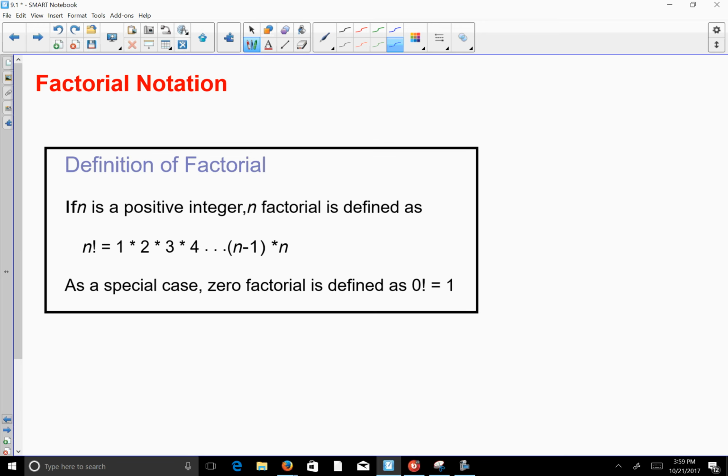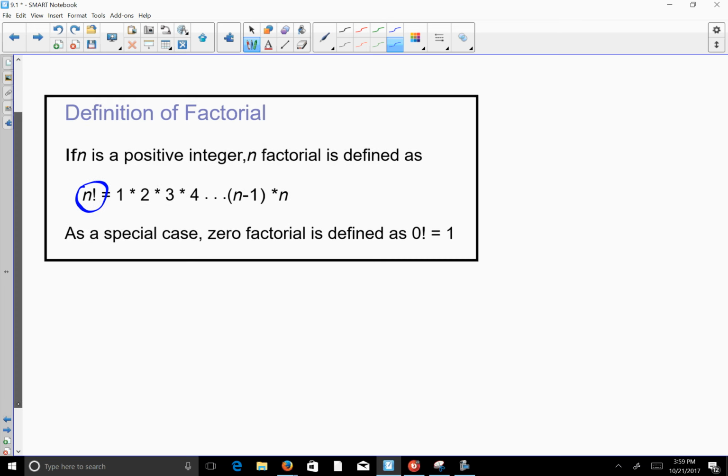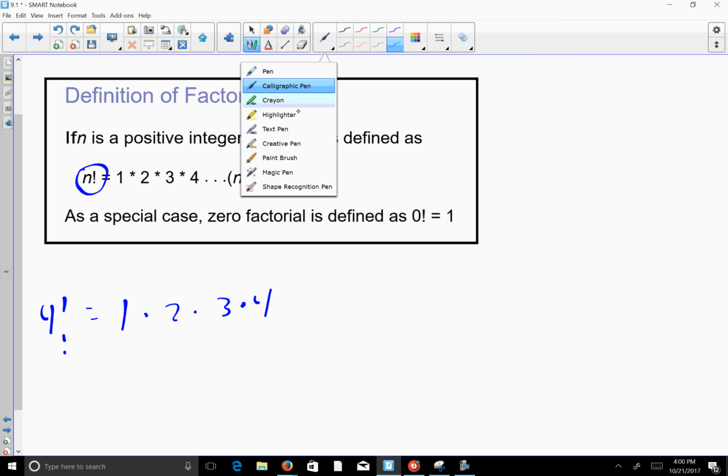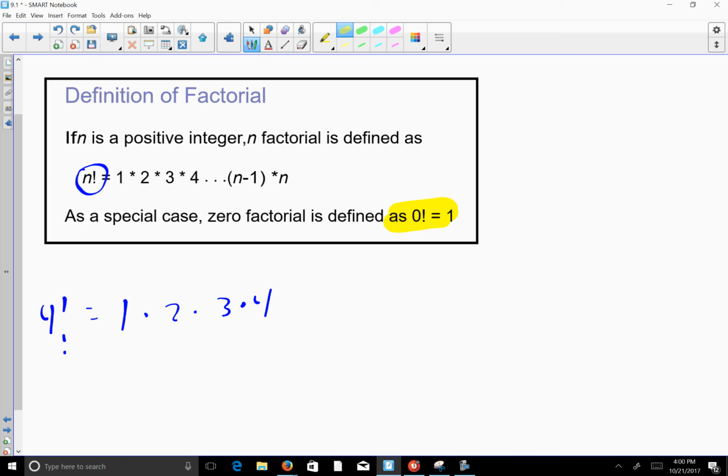Okay, factorial notation. You've seen factorial notation before. It's the n with the exclamation point, and how that's defined is 1 times 2 times 3 times 4. That would be for 4 factorial. You just keep on multiplying numbers. Something very special you need to know is that 0 factorial is defined as 1. So it's okay for me to have a problem that says 3 over 0 factorial, because that just means 3 over 1, which will be 3. So that's very important that you know 0 factorial.